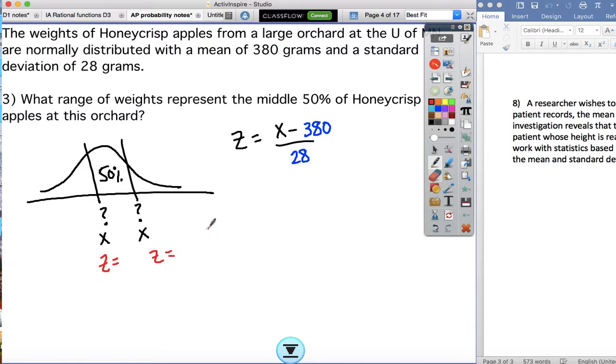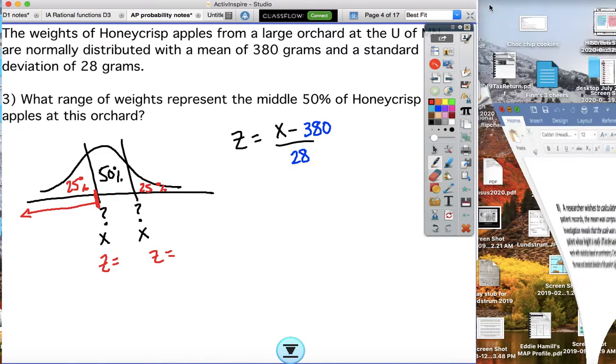Well, z is based on percentile, which is what percent falls below a certain value. Well, if this is the middle 50%, that means 50% is evenly split into each of these tails. So this means that this is 25% in this tail and 25% in this tail. Well, what percentile is this mark at? Well, it's at the 25th percentile because 25% falls below it. So I need the z-score for the 25th percentile.